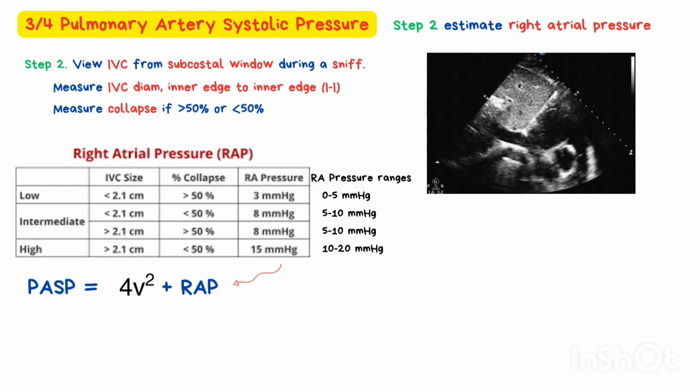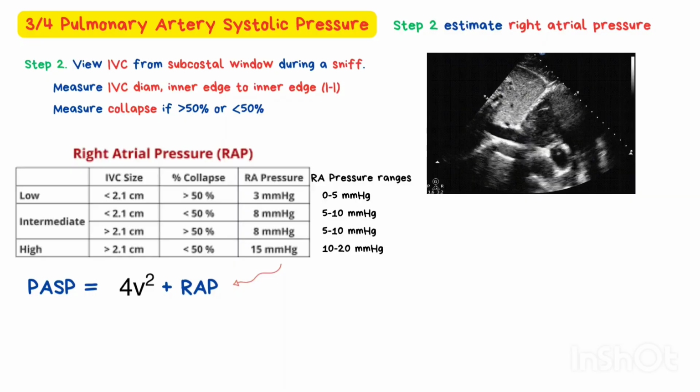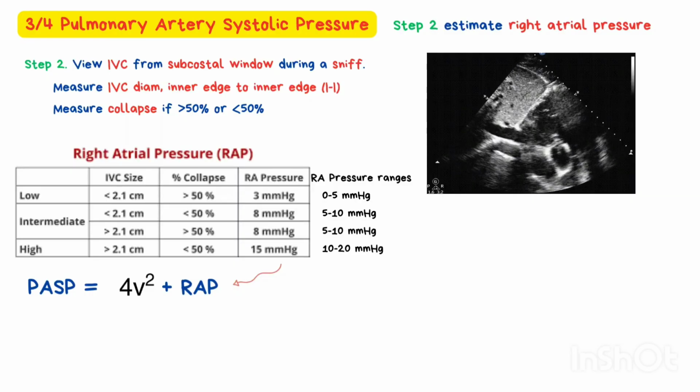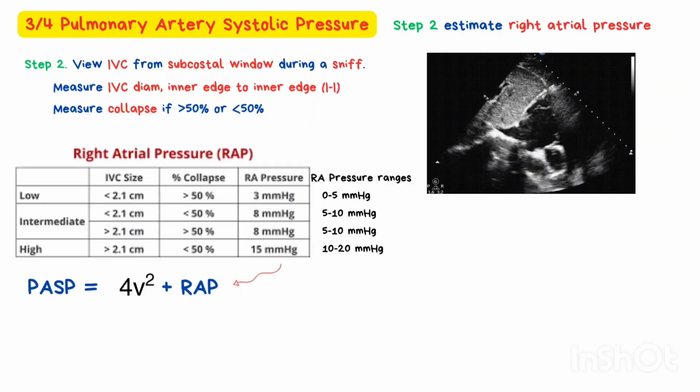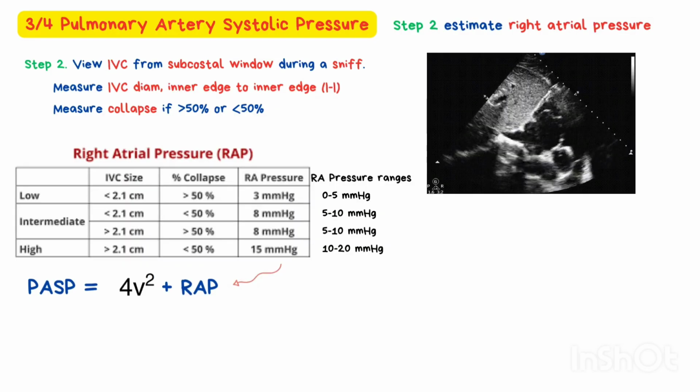You can choose to measure it at peak collapse, or if needed, eyeball whether it collapses by more than 50%. This step is important because the IVC is a direct pathway into the right atrium, so its size and collapsibility give us a good estimate of central venous pressure and therefore RAP.